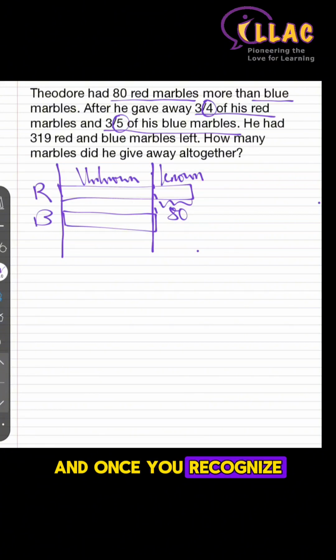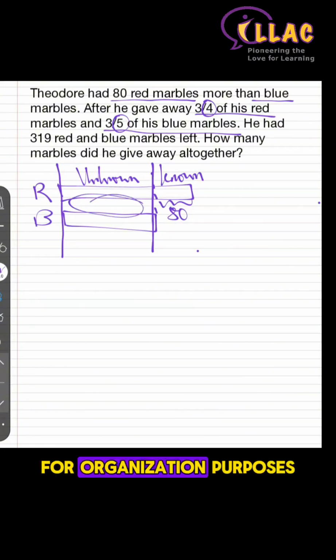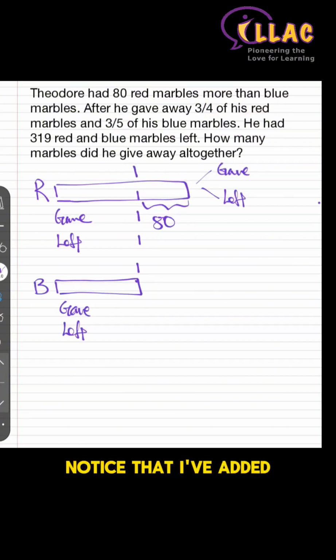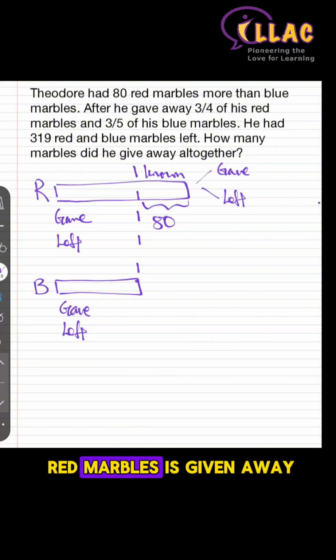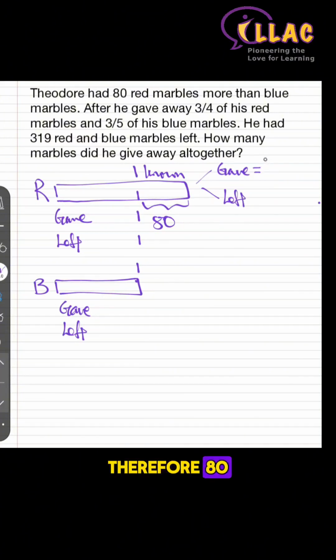And once you recognize that this is known and unknown, make sure you give yourself a large space over here for organization purposes. Notice that I've added all the labels there and we will solve them part by part, no worries. So now this is the known part, like I've told you just now. We treat them as separate. So 3/4 of the red marbles is given away. Therefore, 80 divided by 4 times 3 will give us 60. So now we know this one cut into 4 parts, this is given away and that is 60.